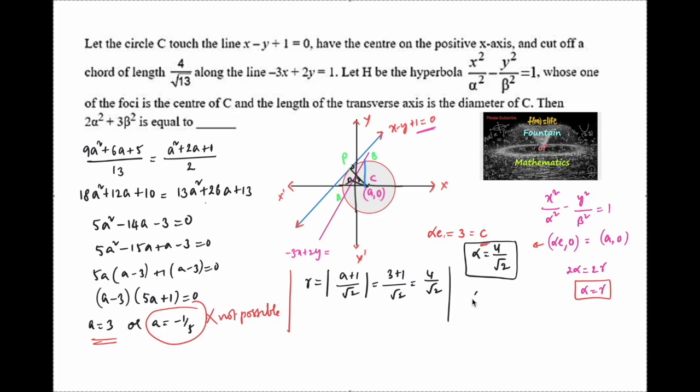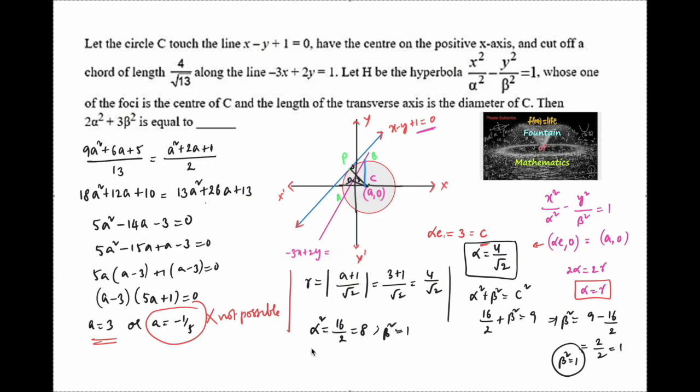And we have the relation alpha square plus beta square is equal to c square. That is 16 by 2 plus beta square is equal to 9. Or we can write beta square is equal to 9 minus 16 upon 2, that is (18 minus 16) upon 2, which is equal to 1. So beta square is 1 and alpha square is 16 by 2, that is 8. Hence we need to find 2 times alpha square plus 3 times beta square, which is 2 times 8 plus 3 times 1, that is 16 plus 3, which is equal to 19. So 19 is the answer.